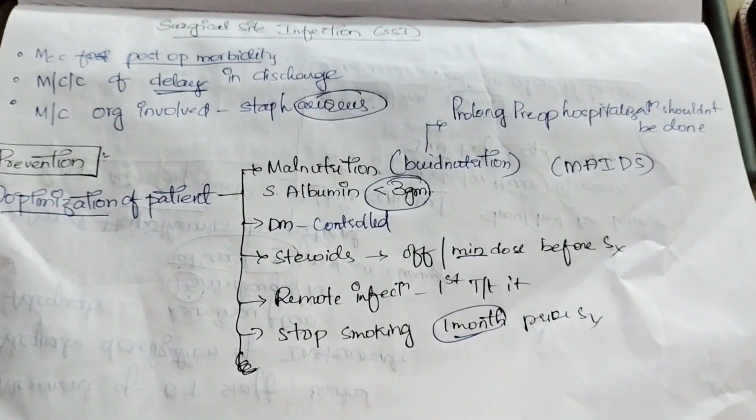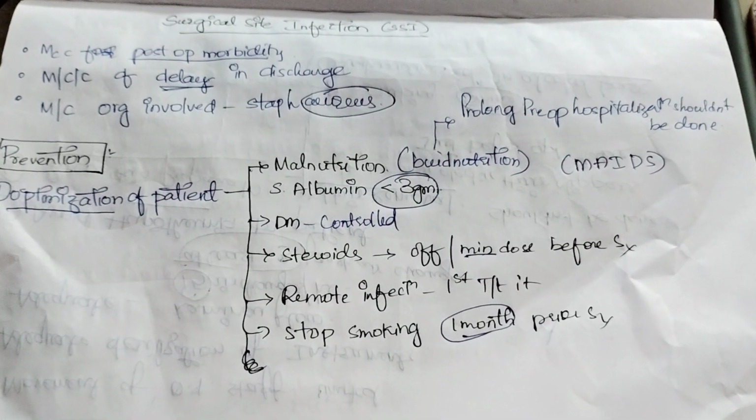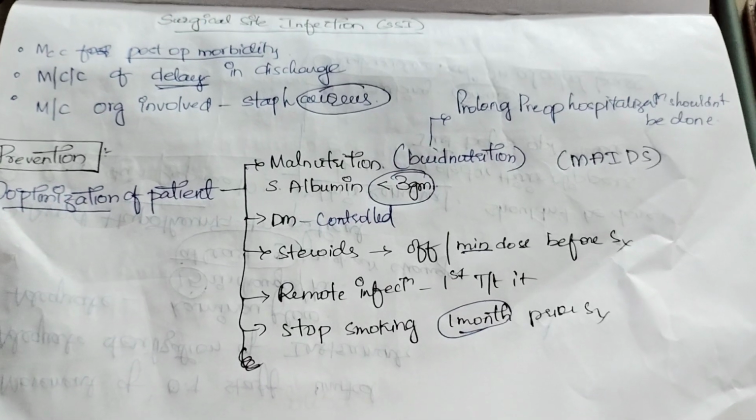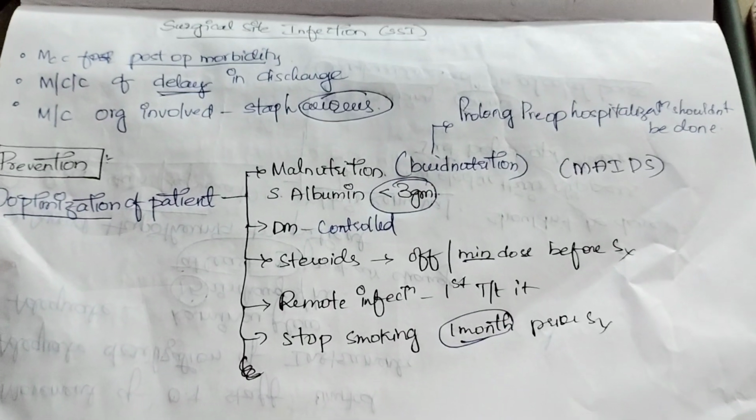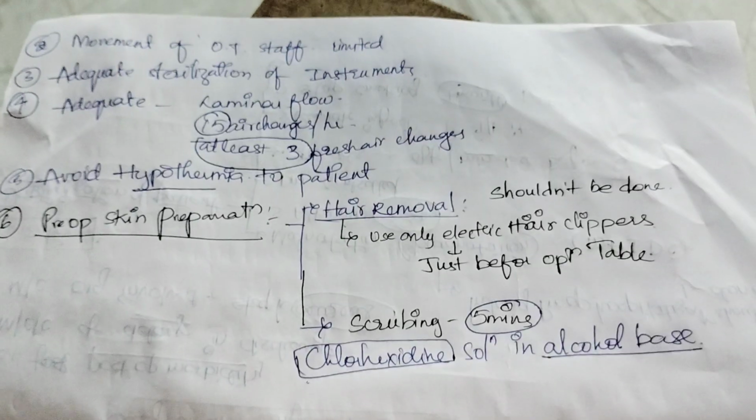Serum albumin should be more than 3 grams, and steroids should be off or at minimum dose before the surgery. If there is any remote infection, treat it first, and stop smoking 1 month before surgery.